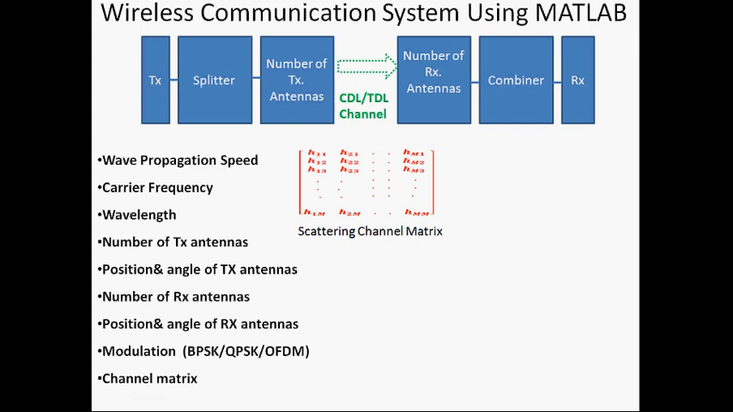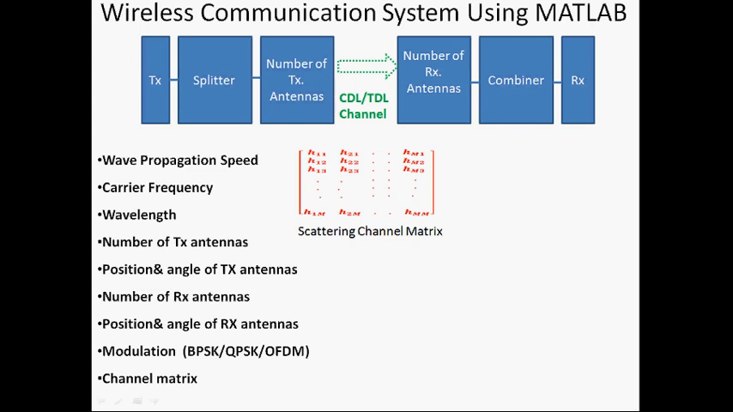Generally we are going to take the speed of light. Carrier frequency: if you are using 5G communication, generally they use 60 gigahertz. In our example also we are going to take the carrier frequency as 60 gigahertz, then wavelength, number of transmitter antennas, and position and angle of the transmitter antenna, which is important. Next, number of receiver antennas as well as position and angle of receiver antennas, and modulation.